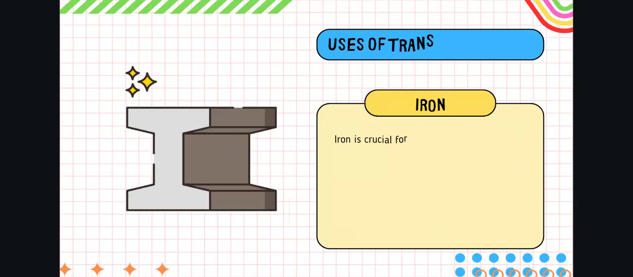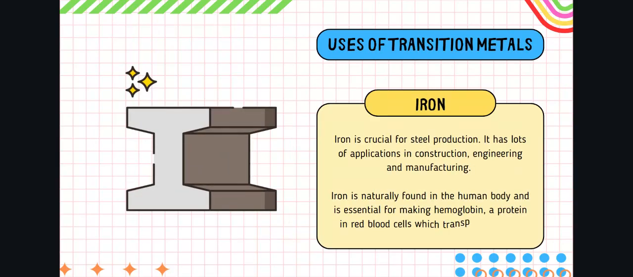So, the next thing we're going to learn about is iron. Iron is crucial for steel production and also has a lot of uses and applications in construction, engineering, and manufacturing. And did you know that iron is actually found naturally in the human body and is essential for making hemoglobin, which is a protein in red blood cells that transports oxygen?